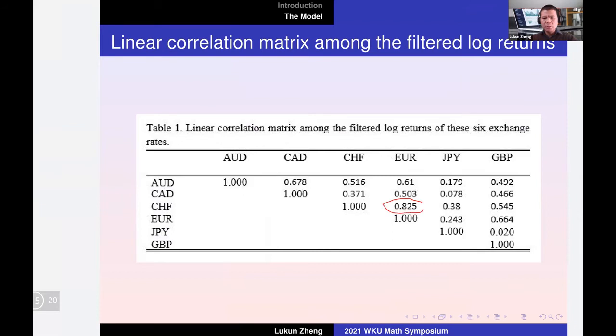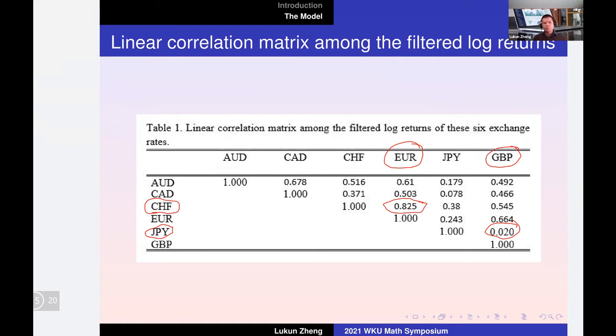One is this pair between CHF and euro. These two have a really large linear correlation coefficient. They have a strong positive linear relation with each other, closely related. There is also this one, between Japanese yen and Great Britain pound. For these two, the linear correlation is pretty low, so they barely have any correlation there.